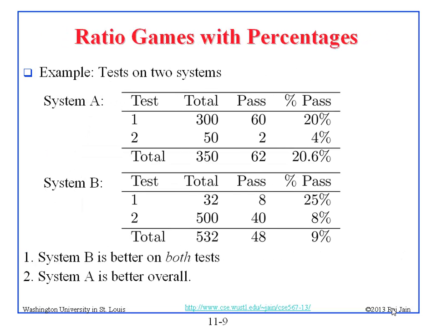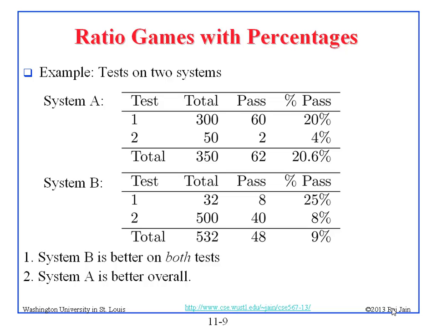And then other times the ratios also show up as percentages. So I ran 300 tests on system A. I ran test number 1 300 times, 60 of them passed, so I passed 20%. I ran test 2, 50 of them, only 2 passed, so I passed 4%. On the average, we passed about 62 out of 350, which is 20.6%. We did the same thing on system B, and the numbers came out 8 out of 32, 40 out of 500, and then the average comes out 9%.